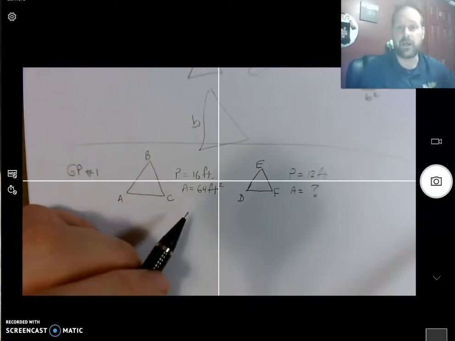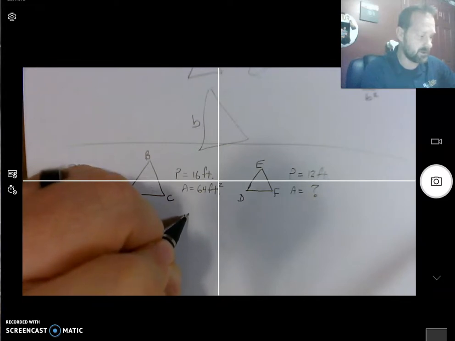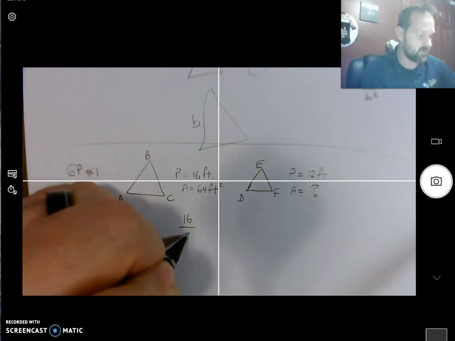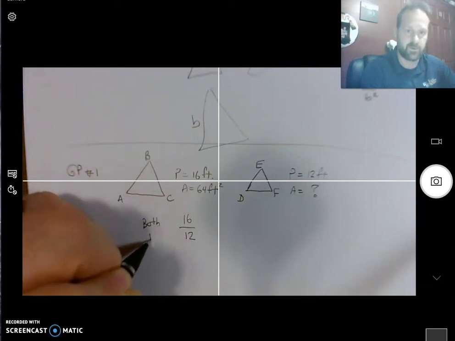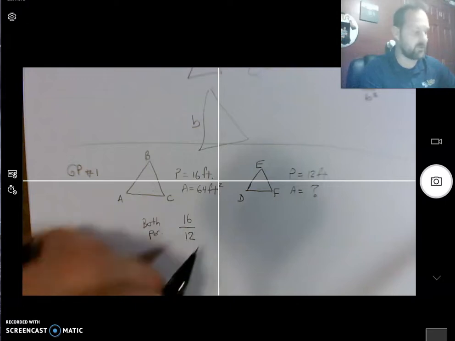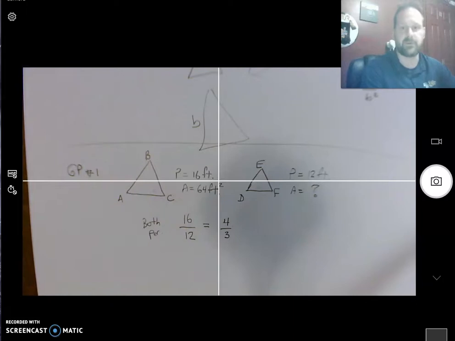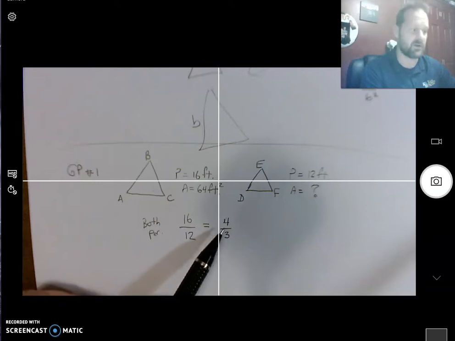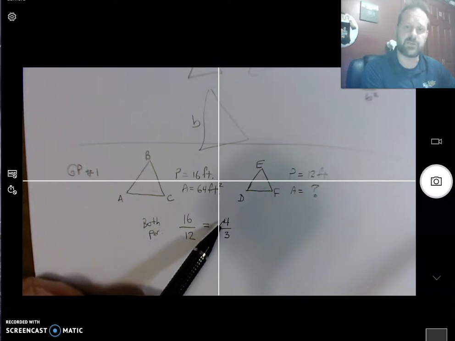No. But if I set up the proportion with their perimeters, I have 16 over 12. So this is both perimeters. I can simplify that down to 4 over 3. Now that is the ratio I can simplify, and that's going to be the ratio of their side lengths. Earlier, if I had the ratio of the perimeters, I can simplify that down. That's the ratio of the side lengths.